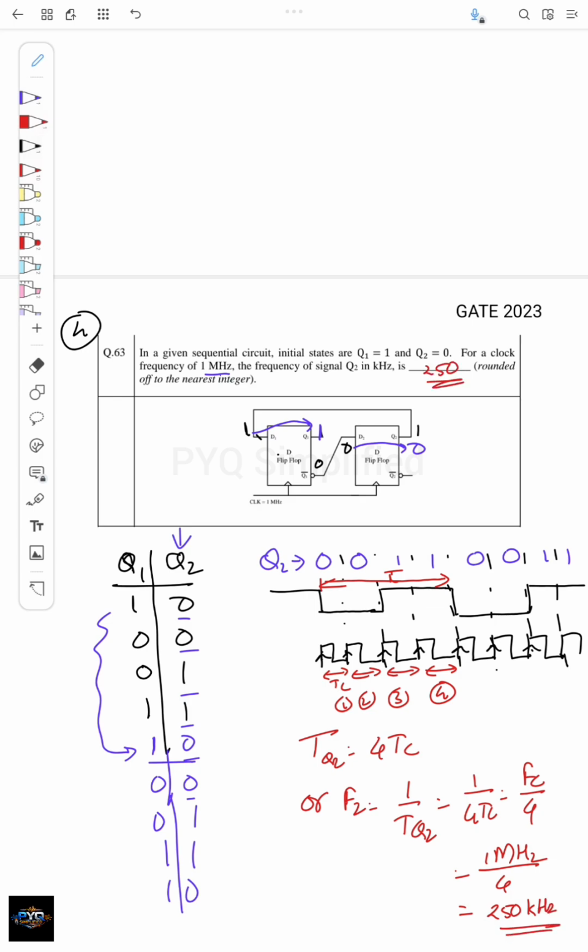In another way, if you see here, it took almost 4 clock cycles for Q2 to repeat. So it is actually dividing the frequency by 4. That's why F2 will be equal to FC by 4.